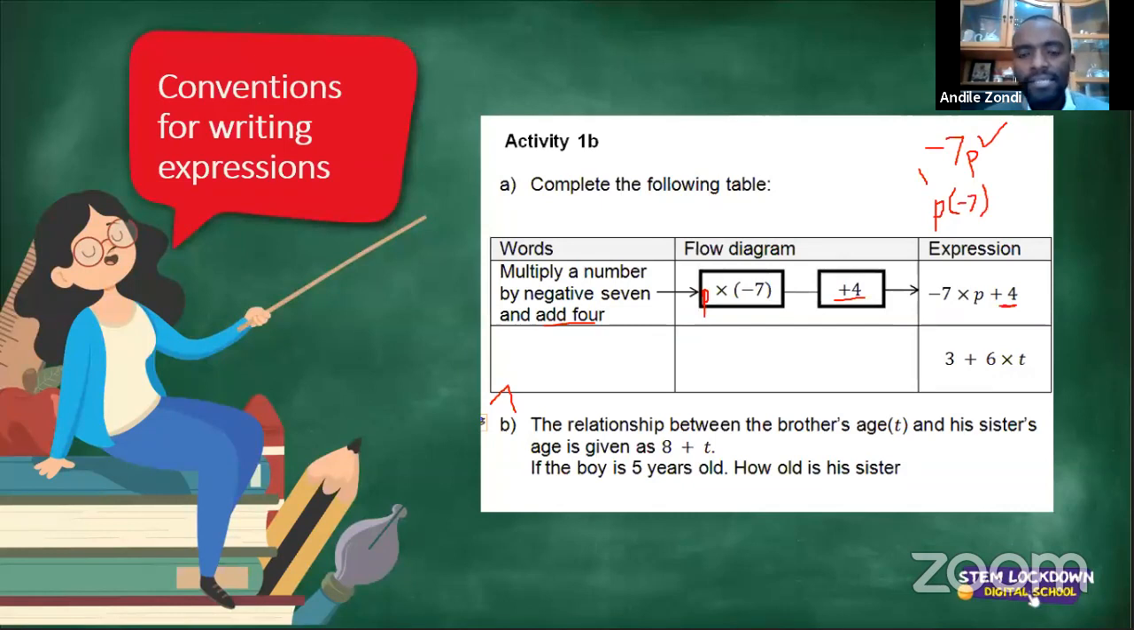Host, please unmute that learner. Hello there. Kai. Okay. Maybe they raised their hand by mistake.